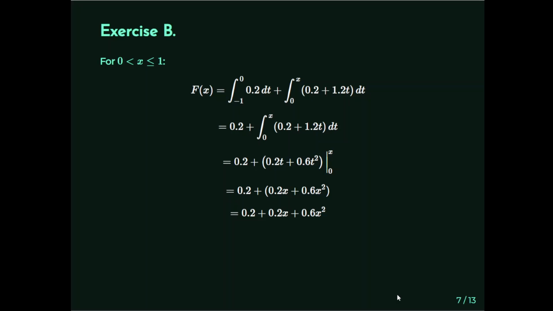So anyway, 0.2 plus 1.2 t. When we integrate that, we get 0.2 t plus 0.6 t squared. And we're going to evaluate that between x and 0. In this case, we just put in x instead of t. And we get 0.2x plus 0.6x squared. Now also recall that we have to include the first term there, the negative region, as part of our cumulative distribution function, so that is 0.2. So overall, we get a cumulative distribution function of 0.2 plus 0.2x plus 0.6x squared.